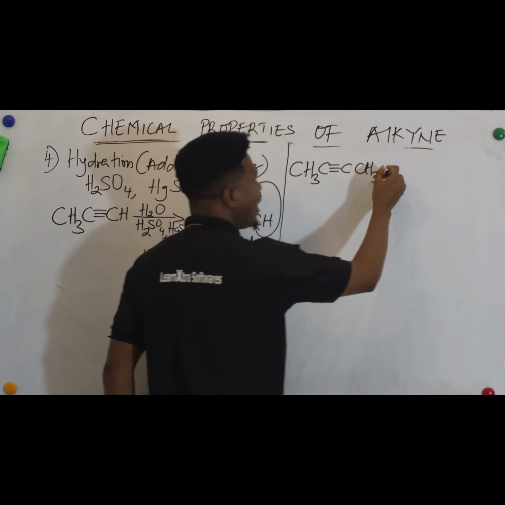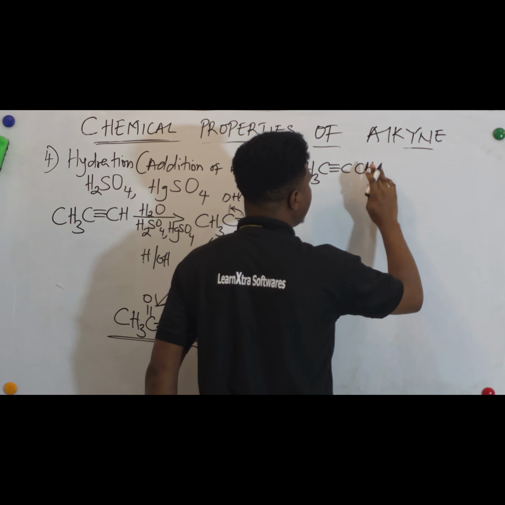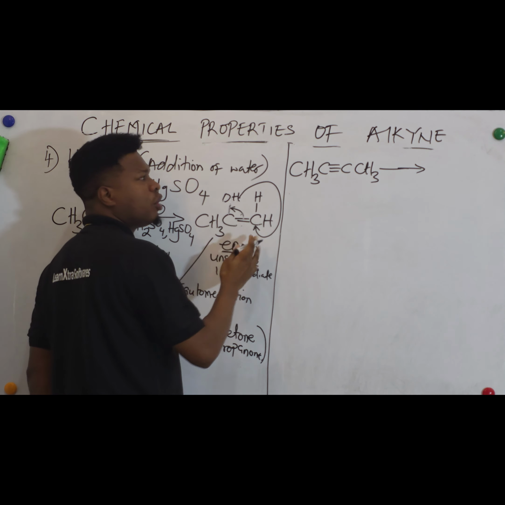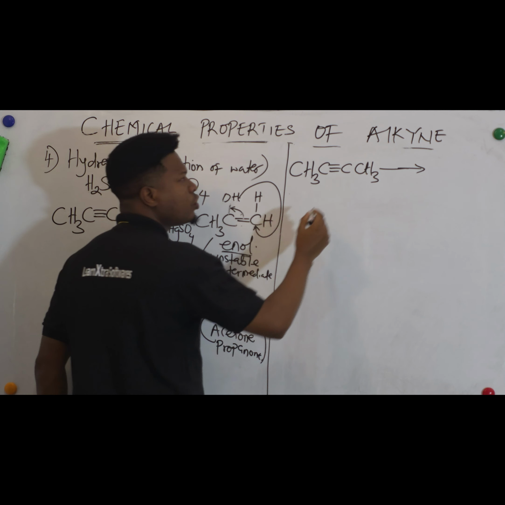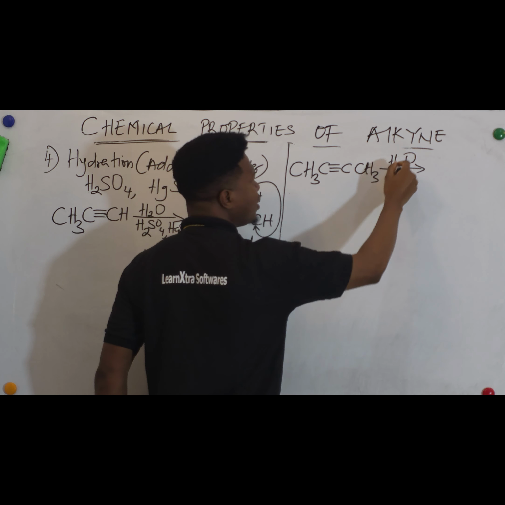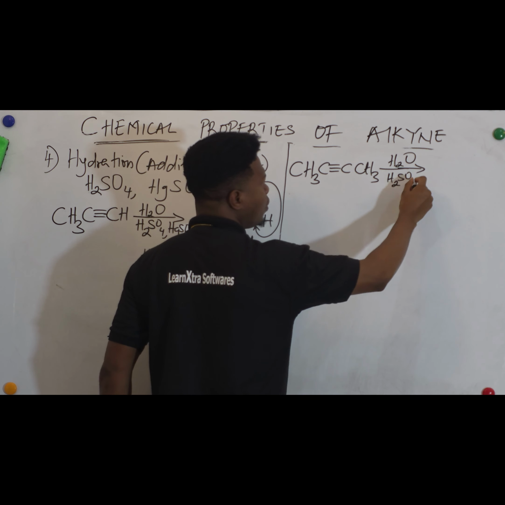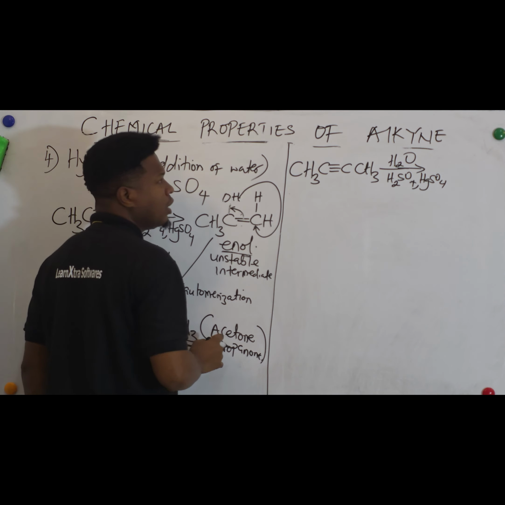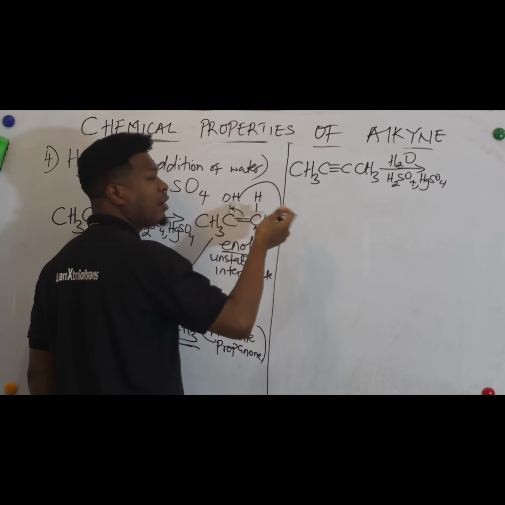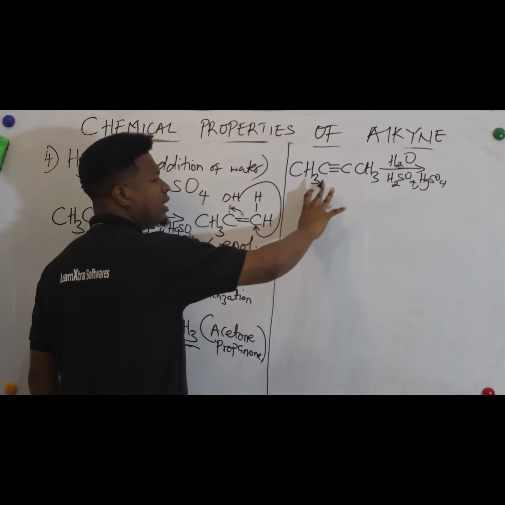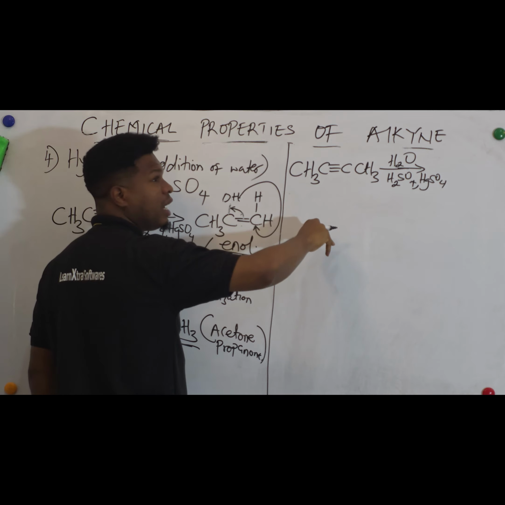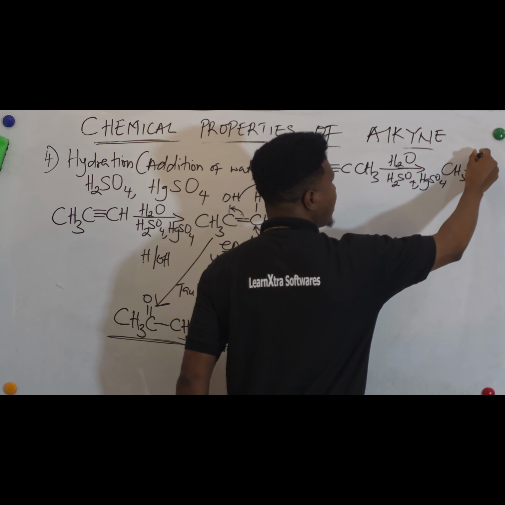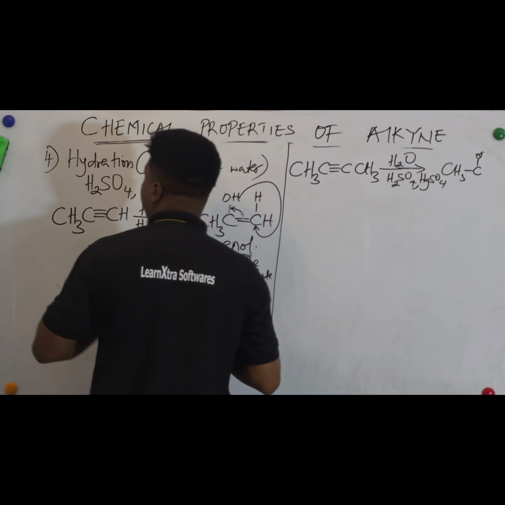For this one, there is no need to apply Markovnikov's rule because anyhow you add it, it will still give you the same thing. So I will definitely have water, H2SO4, and HgSO4. If you carry out this hydration reaction, you can add hydrogen or OH anywhere because the alkyne will still give you the same thing. So I'll have CH3, C, let's add OH.